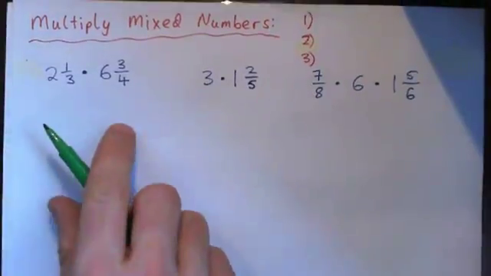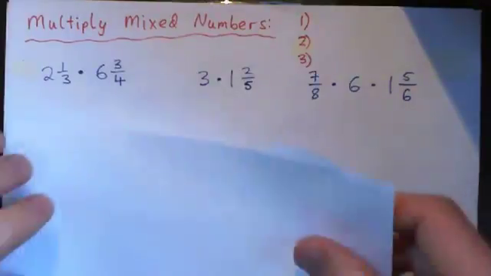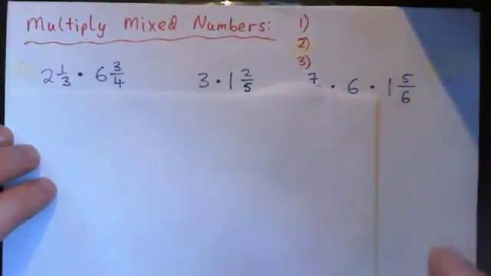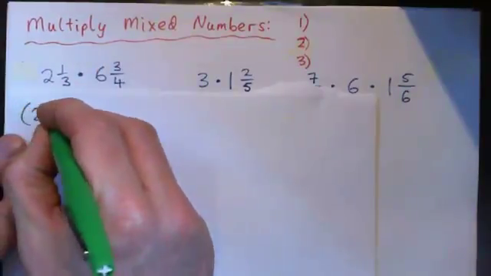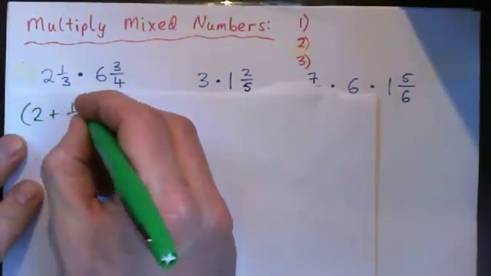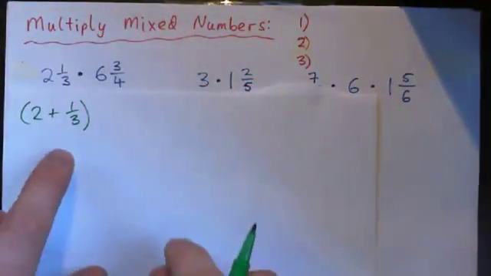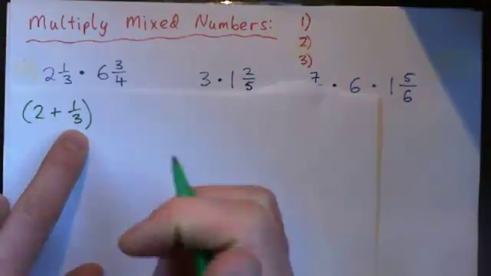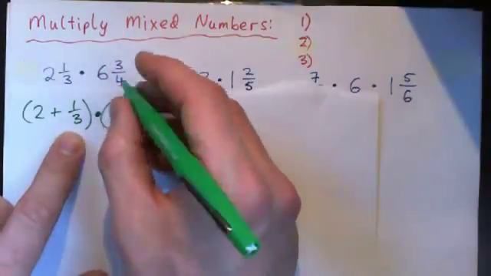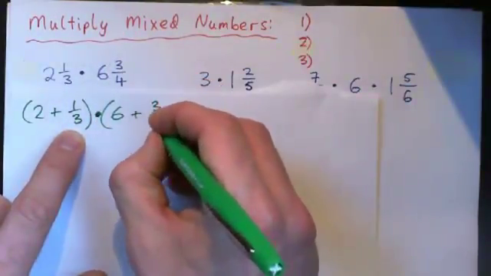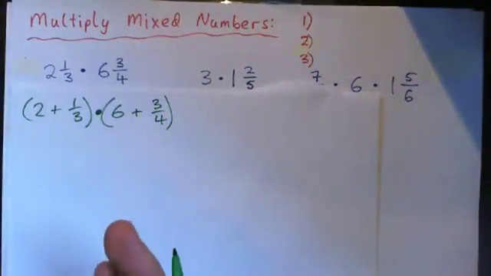Okay, so let's start with 2 1/3 times 6 3/4. Well, that's kind of a bit of a messy problem really, because what you really have is 2 and 1/3, which is 2 plus 1/3. If you said this is 2 1/3 cups of flour, that's 2 cups plus a third cup, right? And then you're multiplying that by 6 plus 3/4 basically. So it's actually a messy problem as it stands right now.